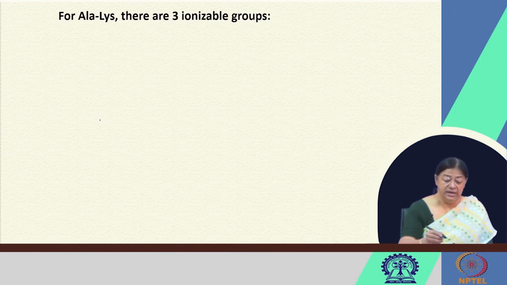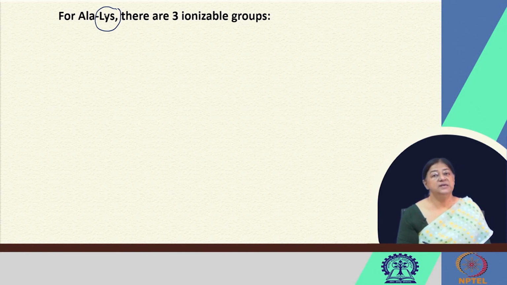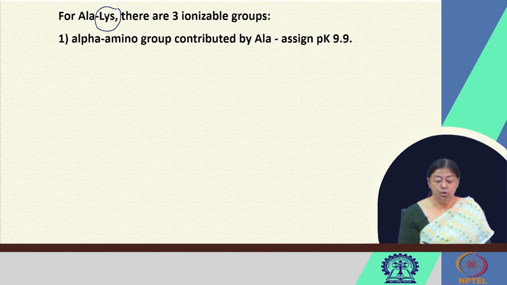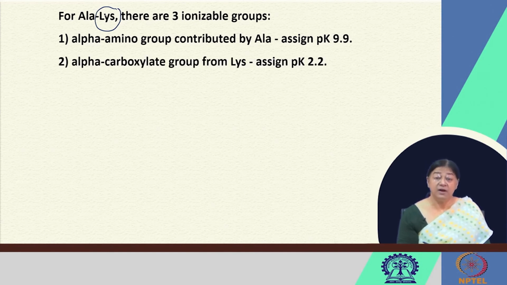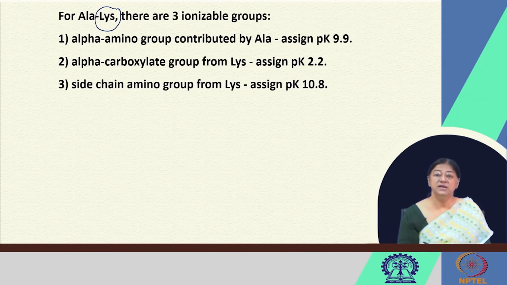And the third one is because lysine itself, being a basic amino acid, has an ionizable group as well, an ionizable side chain. So, we have an alpha amino group that is contributed by the alanine. We have a pK of 9.9 for that. The alpha carboxylate group from lysine, because the way we have written the dipeptide means that the lysine forms a C terminus. In addition to that, we have a side chain amino group from lysine and we have a pKa associated with that.